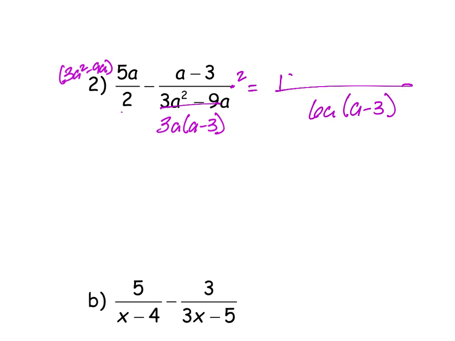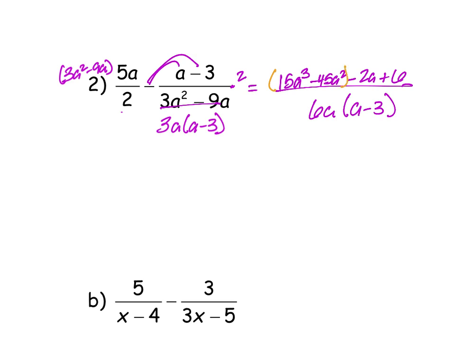So I end up with, let's see, what do I end up with? 15a cubed minus 45a squared. And then this is a minus, so I've got to distribute this and multiply by 2. So it's negative 2a plus 6. Can I factor that? No. And can I simplify it? No. So I'm going to factor this by grouping.